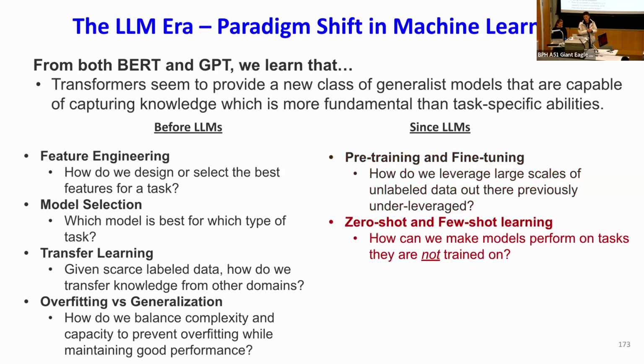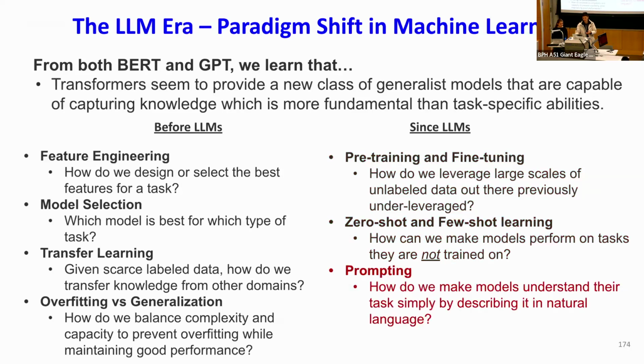How do you make models perform on tasks that they are not even trained on in a single step? That means transferring knowledge from out of domain to your task by some sort of prompting. So how do you make models intuitive to the user? How do you make your model understand the task that you want to perform just by describing it in natural language? It was not thinkable.